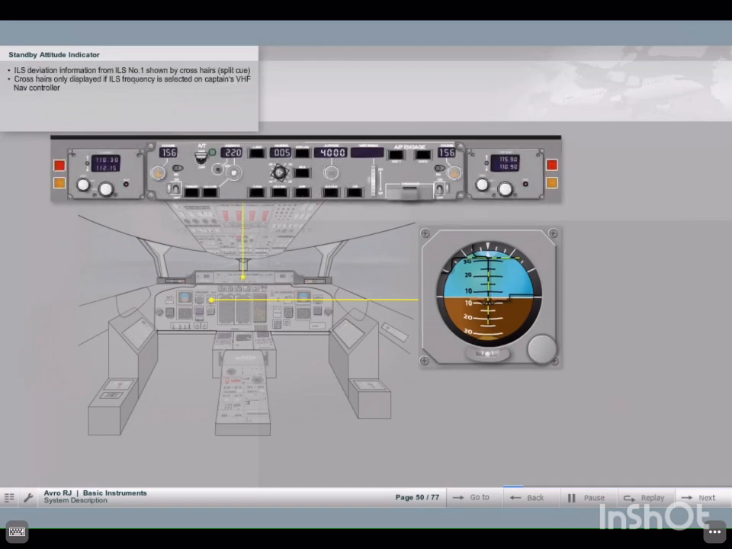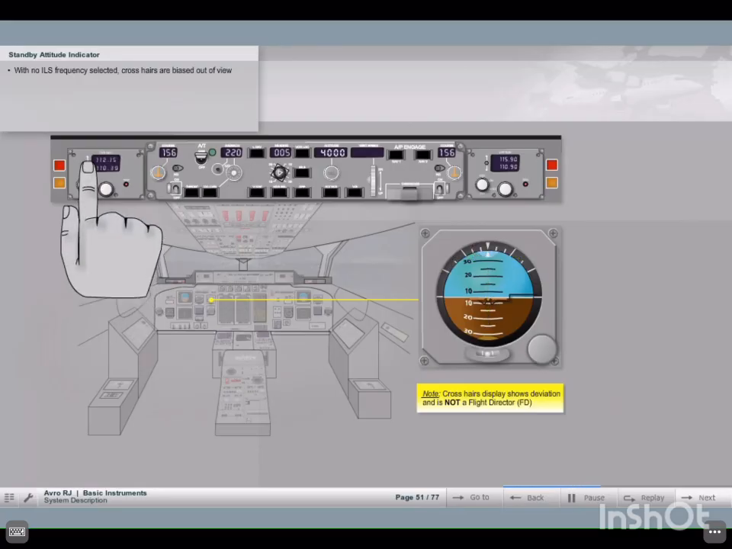ILS deviation information from ILS number 1 is shown by crosshairs, split Q. These are only displayed if an ILS frequency is selected on the captain's VHF nav controller. Note that the crosshairs display shows deviation and is not a flight director. With no ILS frequency selected, the crosshairs are biased out of view.